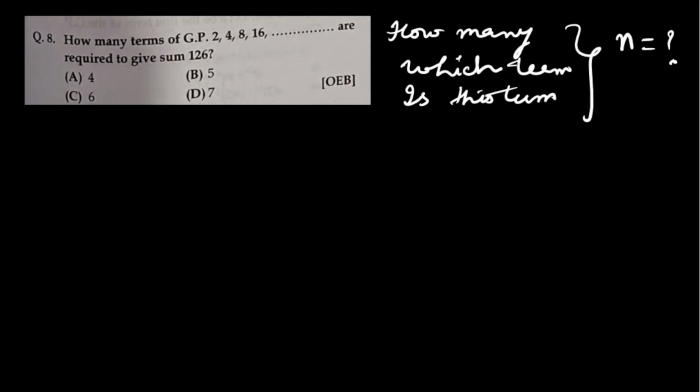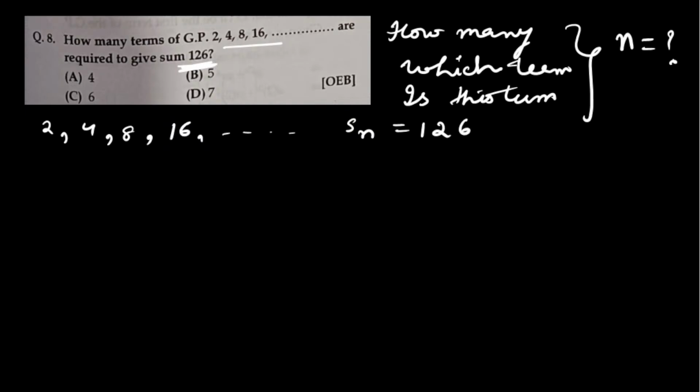Just remember always. Now one sequence is given to us. So the sequence is what? 2, 4, 8, 16 and so on. This is the sequence given to us. And another thing which is given to us is the sum. Sum is 126. So the sum I can write as Sn. Sn is equals to what?